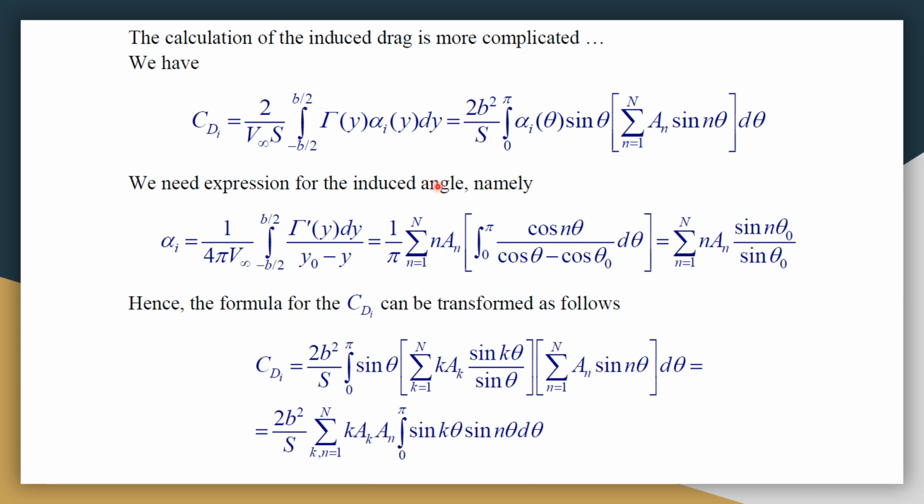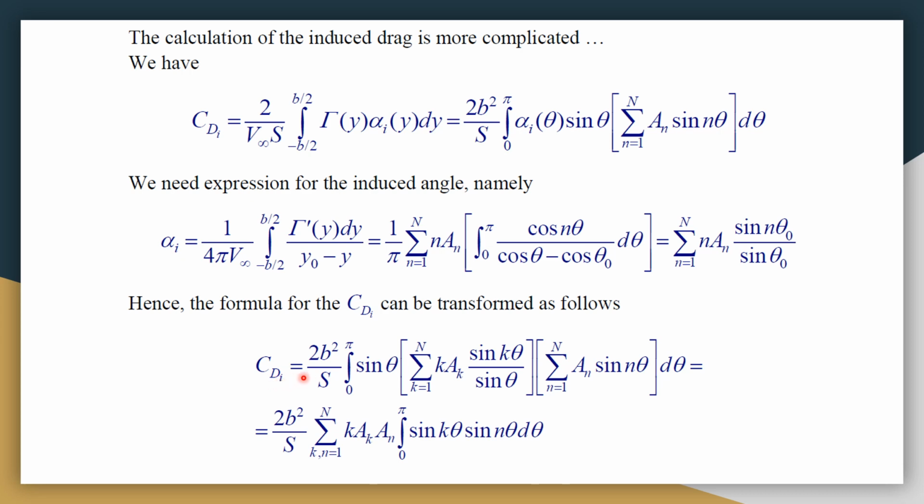From that calculation we find the induced angle alpha_i equals 1 over 4 pi V infinity times the integral from minus b/2 to plus b/2 of tau'(y) dy over (y0 minus y), which equals 1 over pi times the summation of A_n times the integral from 0 to pi of cos n theta divided by (cos theta minus cos theta0) d theta, which equals the summation of A_n sin n theta0 divided by sin theta0. Hence the formula for C_D induced is transformed as follows.